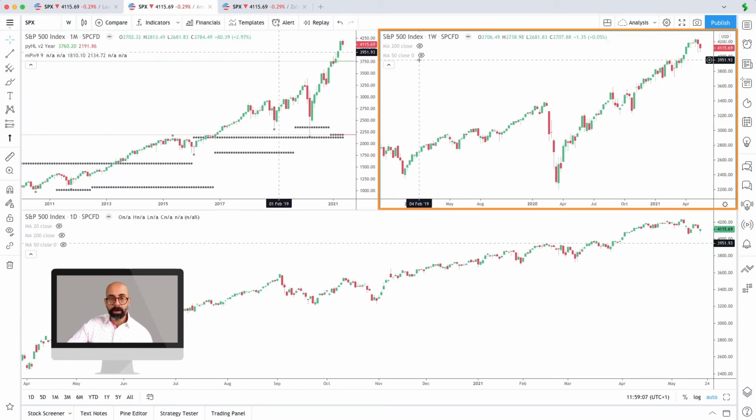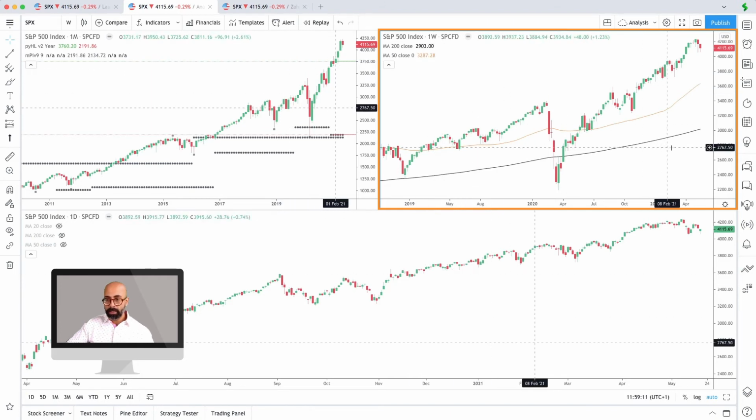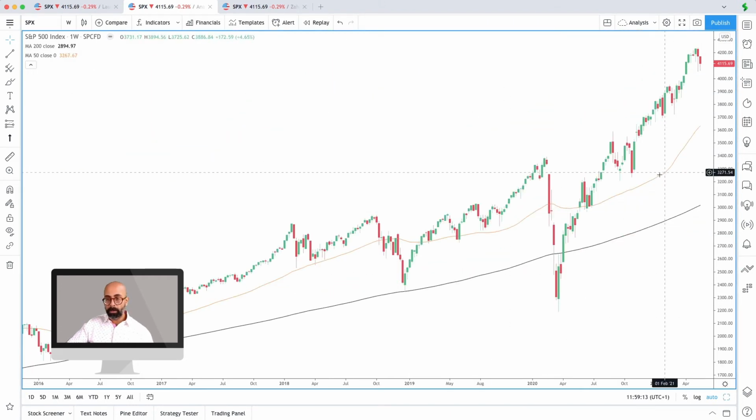Now on the weekly time frame, I have the 200 simple moving average and the 50 simple moving average. If I just open that up, these are averages. So this is giving price, the average of price over 50 weeks. The black line, which is the 200 simple moving average, is giving the average of price over 200 weeks.